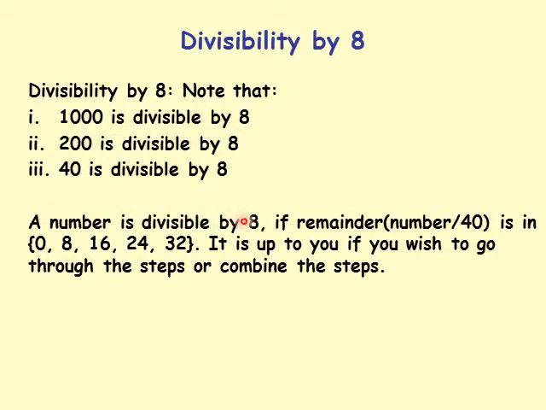So a number is divisible by 8 if the last remainder of the number, when divided by 40, is in 0, 8, 16, 24, 32. And it's up to you if you wish to go through the steps or combine the steps.